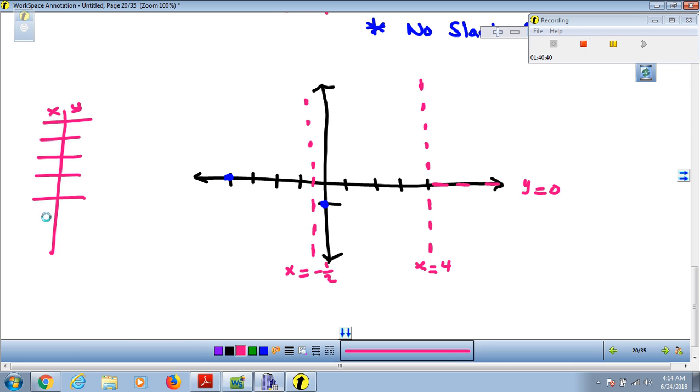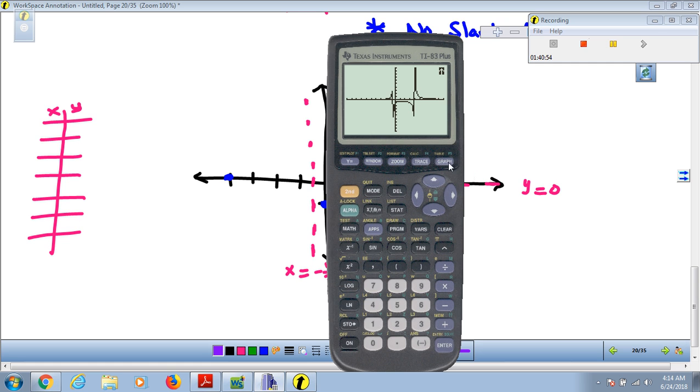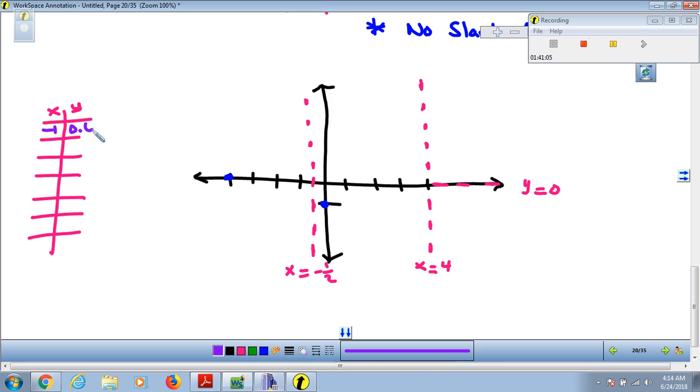So let me do a table of values here to the side. All I want to do is get more points to do a better graph. So between this x-intercept and this vertical asymptote of -1/2, I'm going to choose a number at random. Let's look at the table. Let's choose -1, it says 0.6. So -1, 0.6. Let's say this is 1.